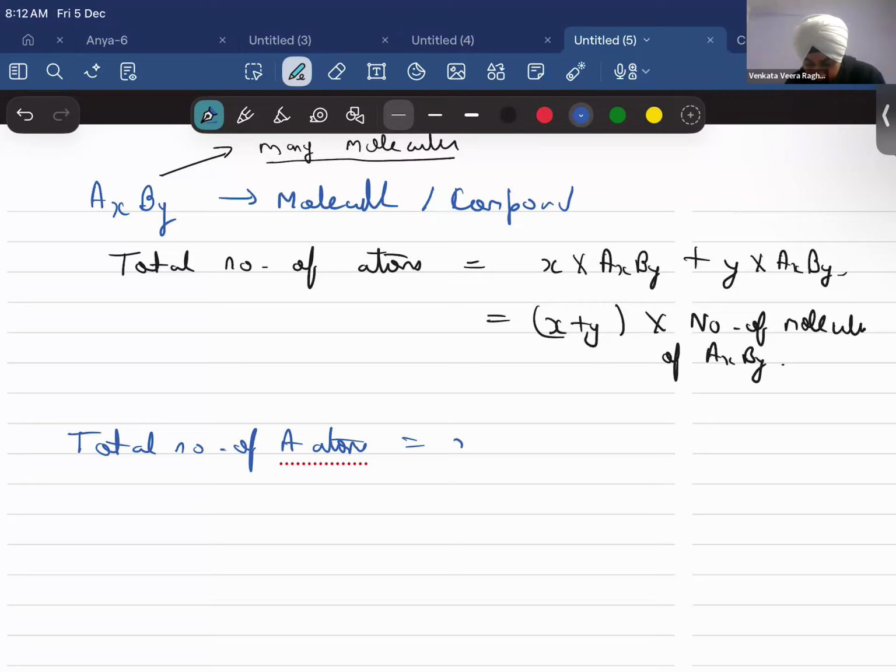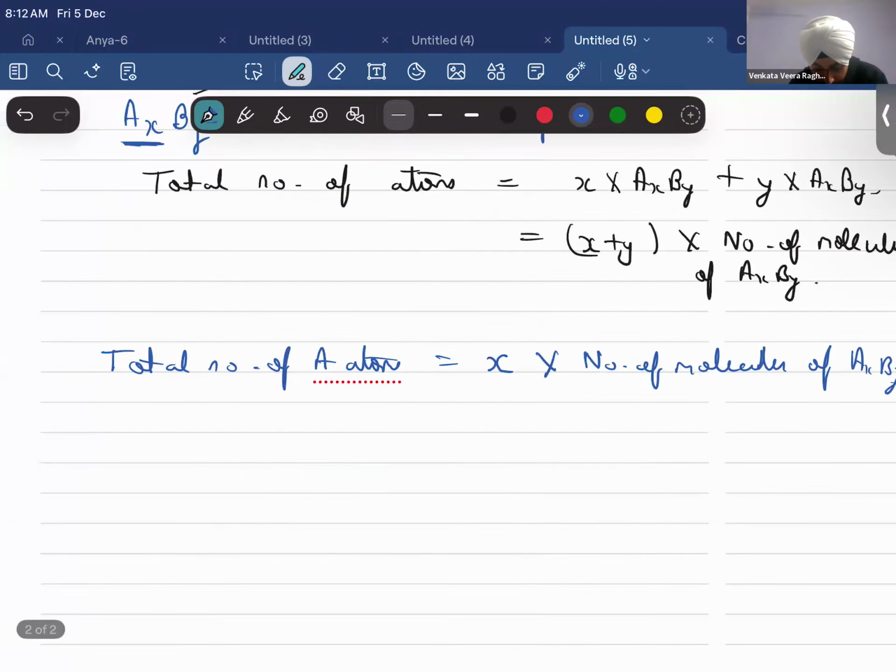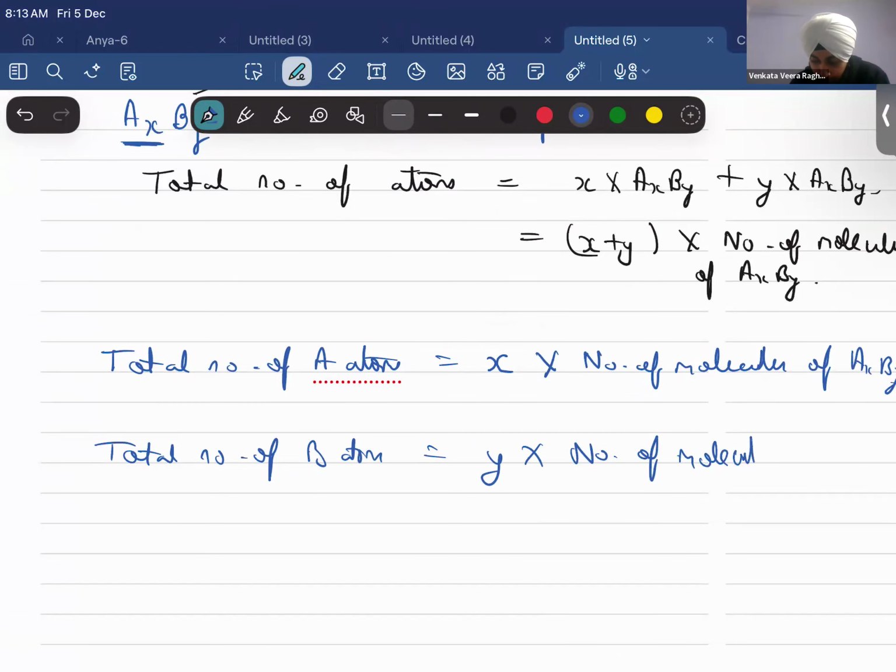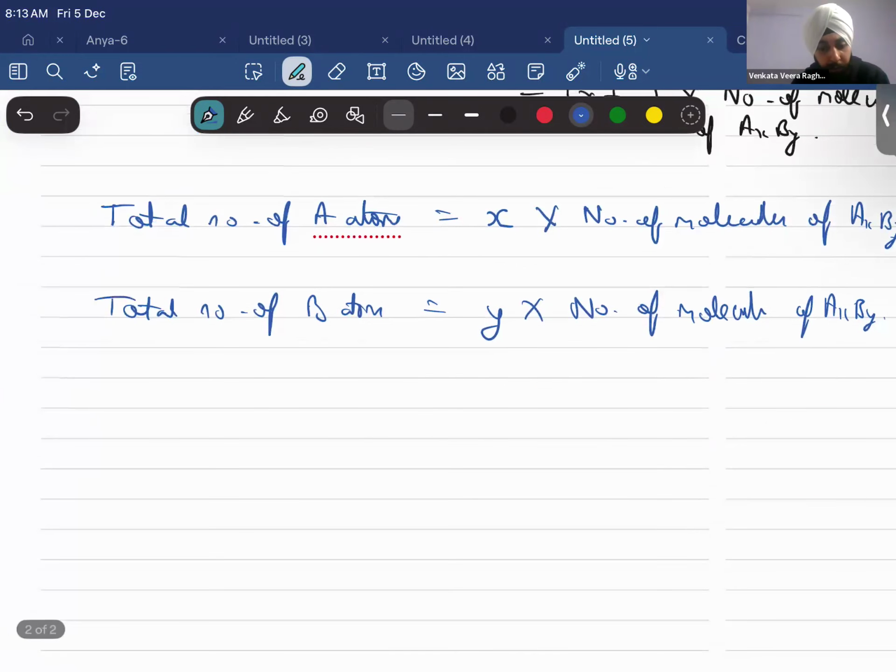Sir, total number of A atoms is how much? Sir, A atoms is X. Like in one molecule, we have X A atoms. So in many molecules of AXBY, I will have X into number of molecules of AXBY. Can I write like this? I don't think there is any problem writing this, right? And I can also write the total number of B atoms will be how much? It will be Y into number of molecules of AXBY. I hope this is also clear, right? 100% sure, I hope this is fine.